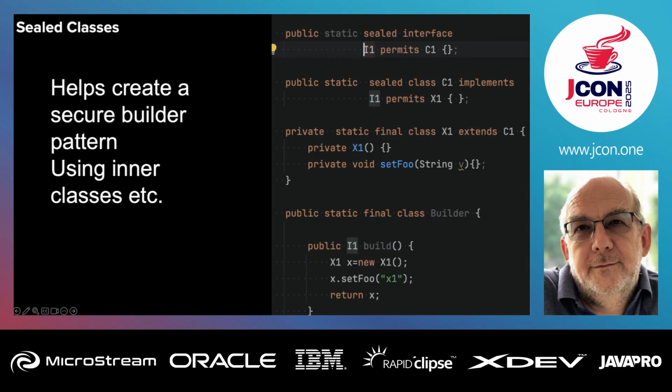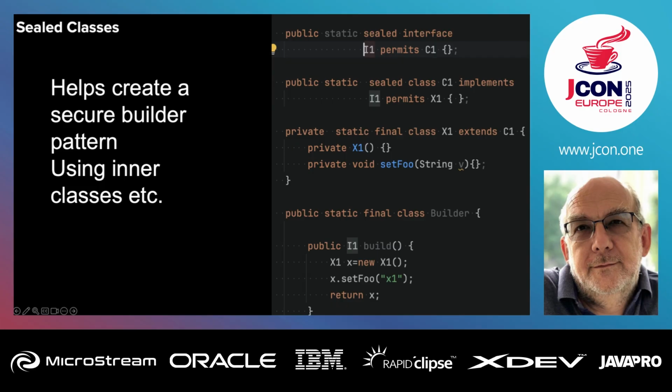It's called sealed classes, which have been around a few versions now. Anybody using sealed classes? Oh, you should all put your hands up. Okay, so what are sealed classes? I have a sealed interface called I1. Sealed means I'm telling the compiler and the runtime, and this is enforced by the runtime, that the only class that can implement I1 is called C1.